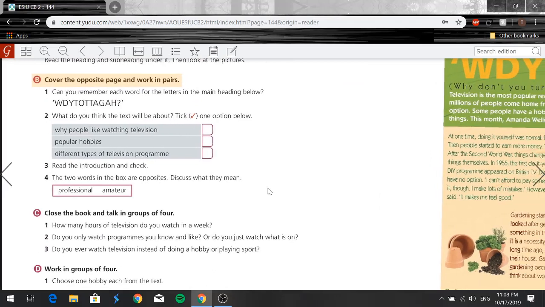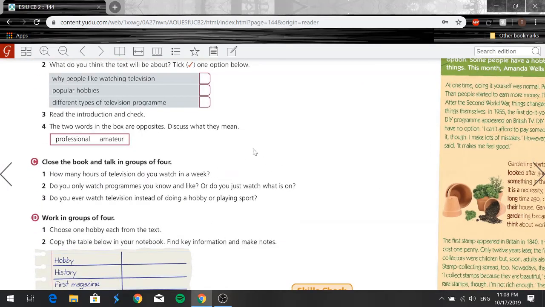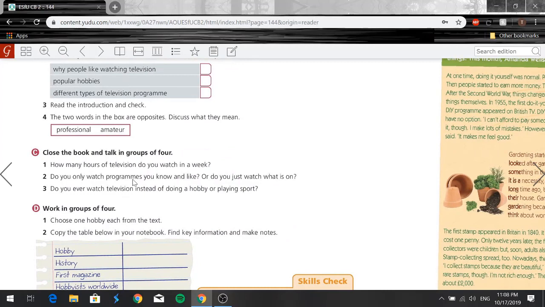Now let's move on. Here we have close the book and talk in groups of 4. Right, so this will depend on you as a student. I want you guys to talk together if you can. If you're on your own, then hey, talk to me, talk to the screen. So, 1, how many hours of television do you watch in a week? Answer honestly. For me, personally, I'll have to say none, because I simply don't watch television, right? I am someone that stopped watching TV a couple of years ago, and I just think TV is useless now that we have the internet, and just everything's so much better on the internet.